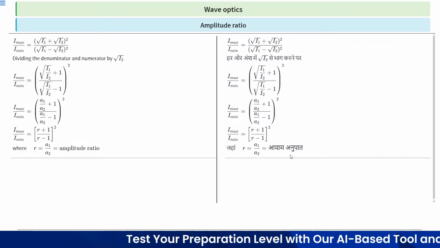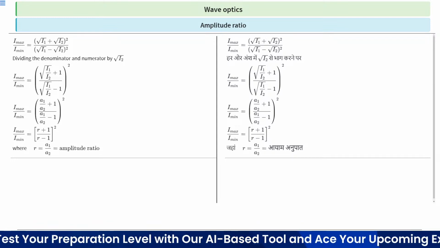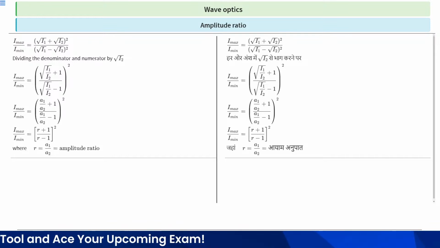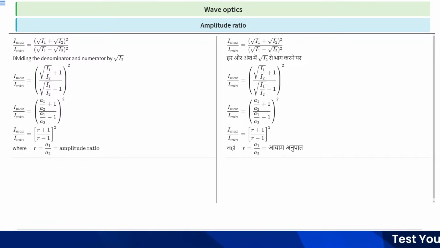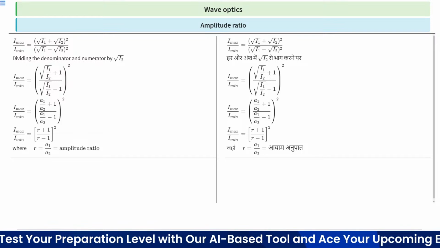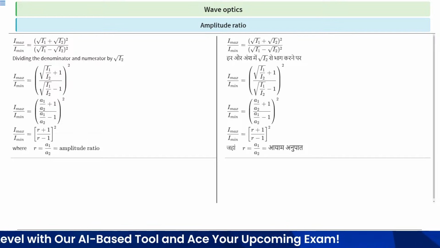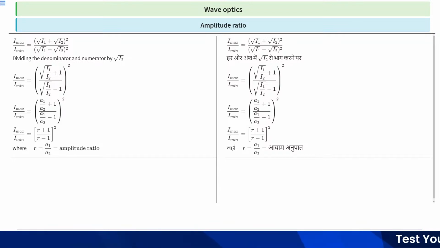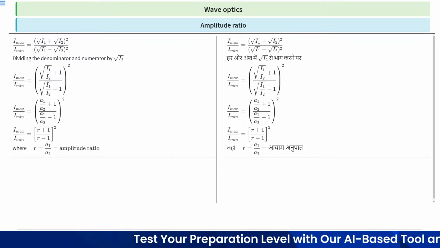So I max divided by I minimum is equal to A1 divided by A2 plus 1, since intensity is directly proportional to the square of amplitude, all over A1 divided by A2 minus 1, whole square. So I max by I minimum is equal to R plus 1 divided by R minus 1 whole square, where R is equal to A1 divided by A2, and this is the amplitude ratio. This is just a simple mathematical calculation. So amplitude ratio is A1 divided by A2.